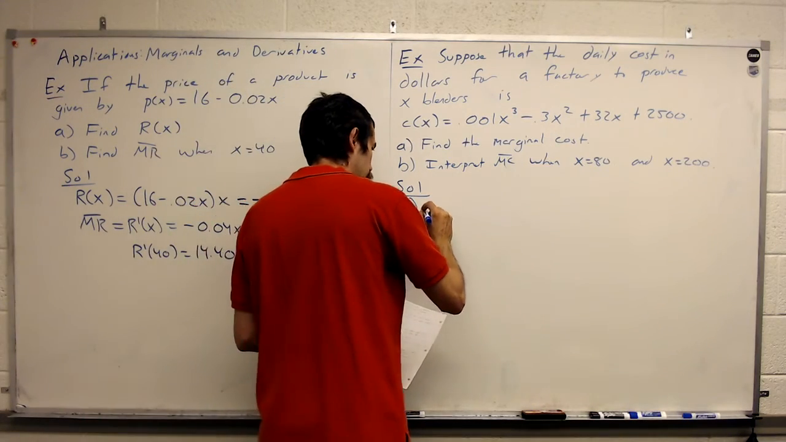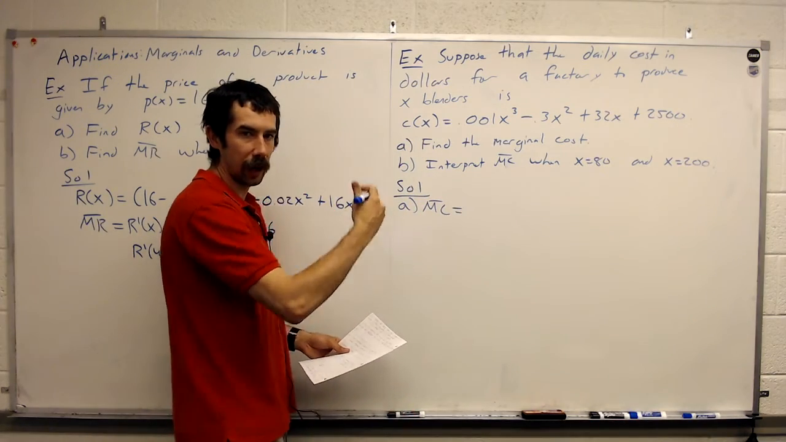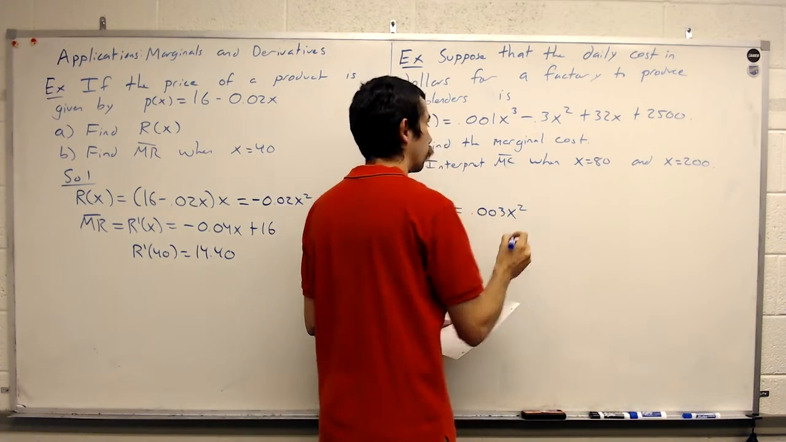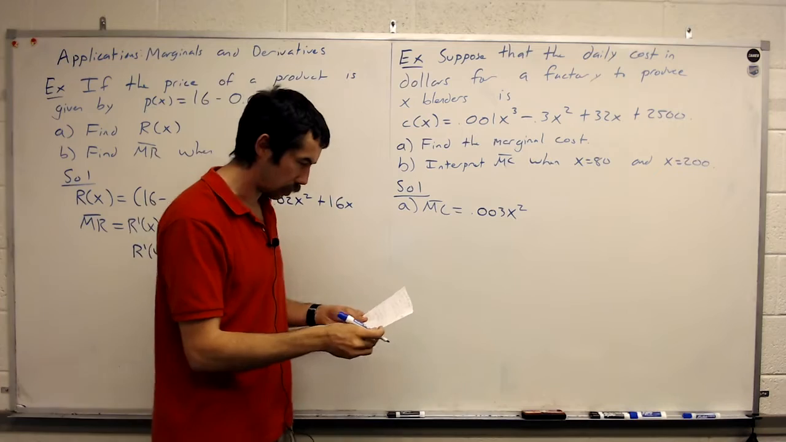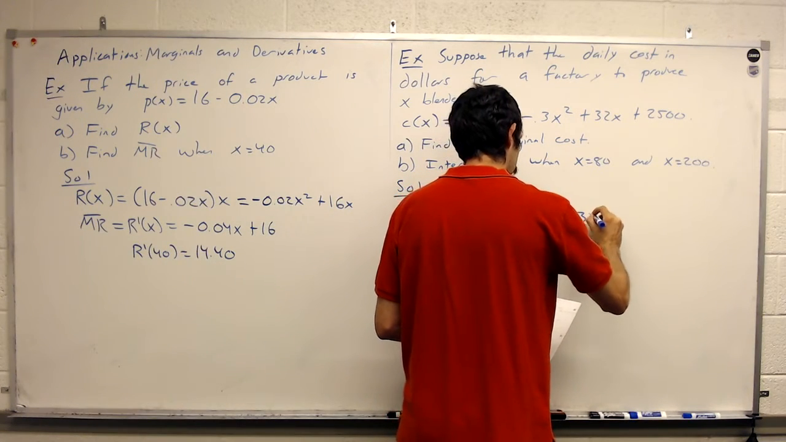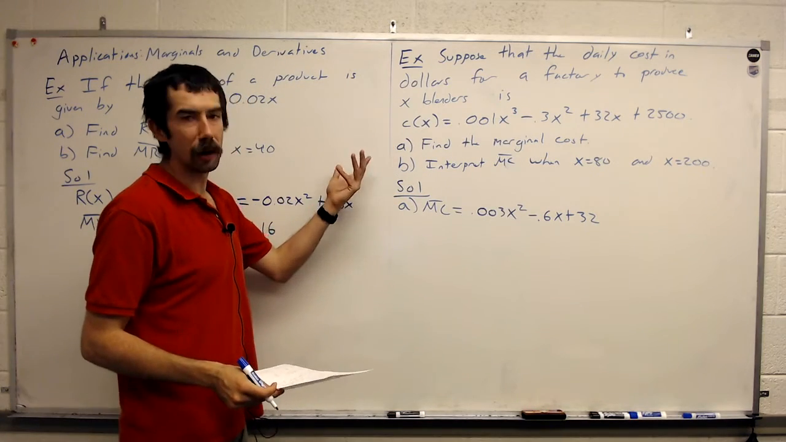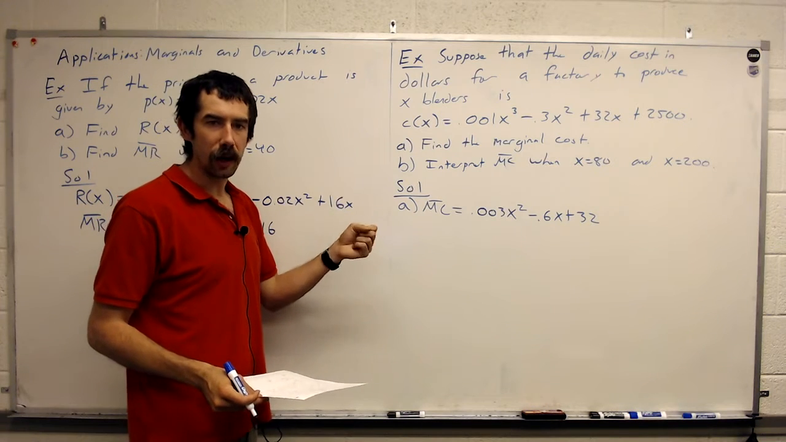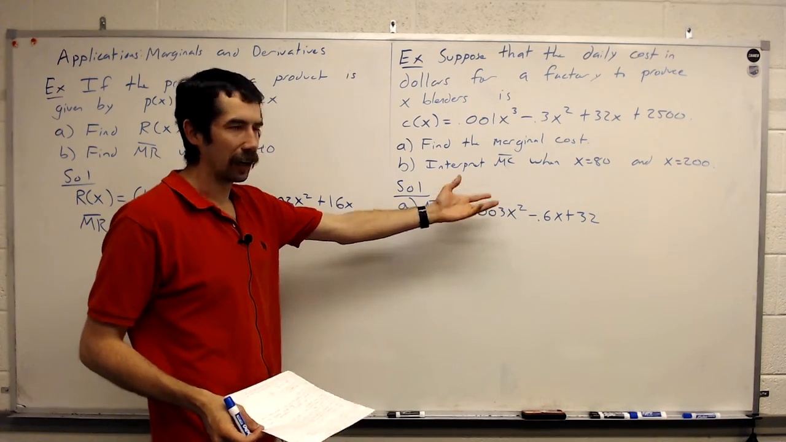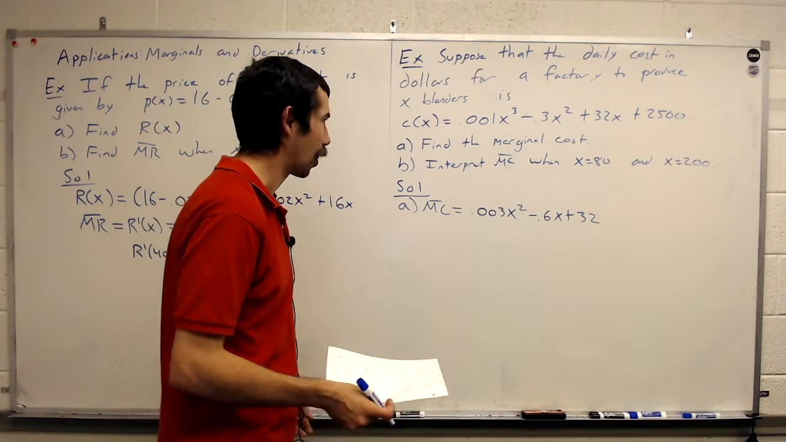Our marginal cost is the derivative of our cost function. We bring the power in front, subtract 1 from the power, and we do that for each of the terms. OK, so that's our marginal cost function. And now we need the marginal cost when x equals 80, and then we'll do it again when x equals 200. But it's just a matter of plugging a number into a function. So easy peasy.